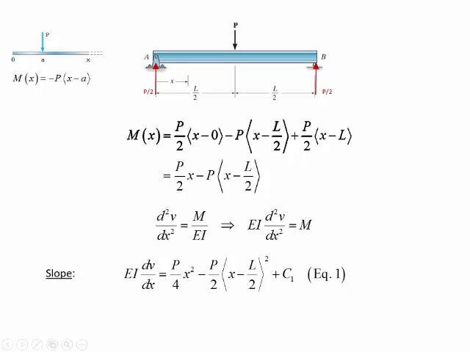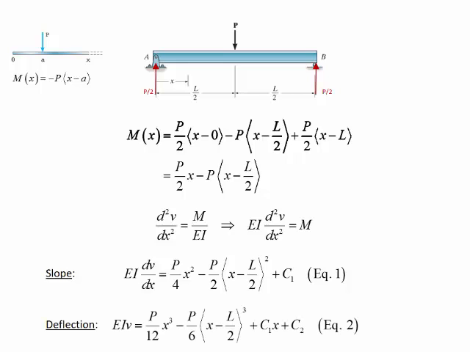We are going to do the second integral, so basically integrate the slope equation, and we end up with the deflection curve. Note that on the deflection curve we would have to add a second constant of integration. So before we can say that we have the curve that defines the deflection of this beam, we need to determine those constants of integration.